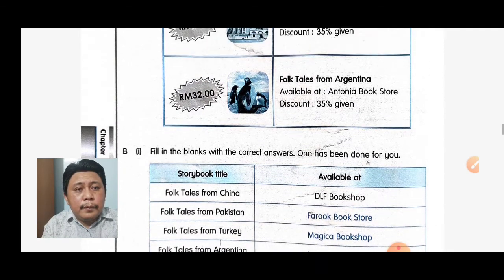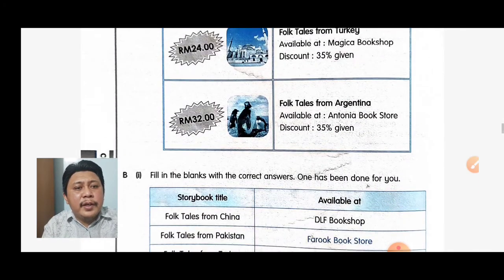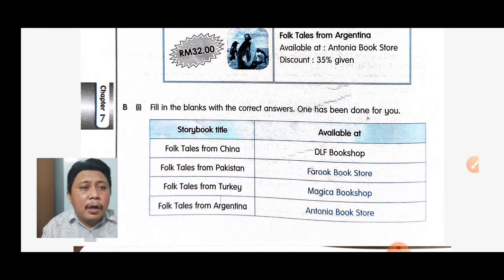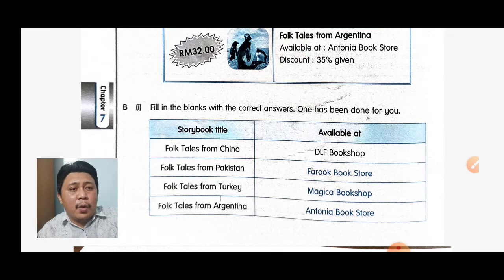According to this information, you need to fill in the blank with the correct answer. Look at the answer scheme here. Folktales from China, the answer is DLF bookshop. Folktales from India, Farok bookstore. Folktales from Turkey, Magica bookshop. And folktales from Argentina, Antonia bookstore. So section B1 is really easy for getting marks.